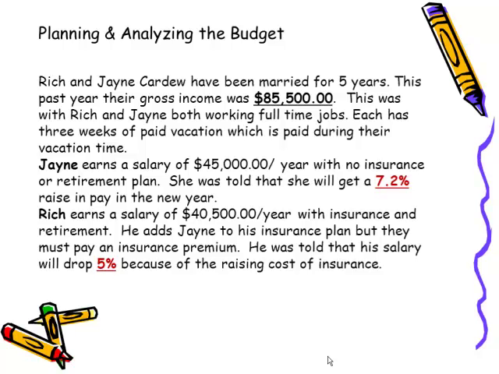Okay, Rich earned a salary of $40,500 this year, but with insurance and retirement. He adds Janie to his insurance plan, but they must pay an insurance premium, and he has been told that his salary will drop 5%. So there's another change you're going to have to adjust, the 5% change in Rich's amount, because he's going to put Janie on his insurance plan.